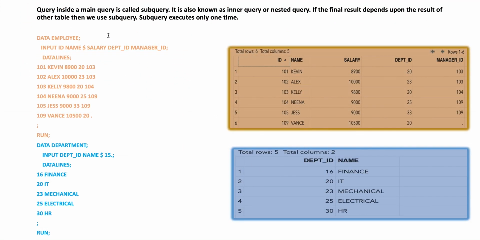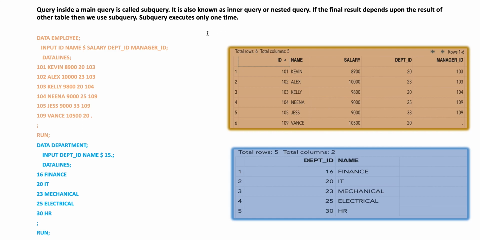A query inside a main query is called a subquery. It is also known as an inner query or nested query. If the final result depends upon the result of another table, then we can use a subquery. A subquery executes only one time.